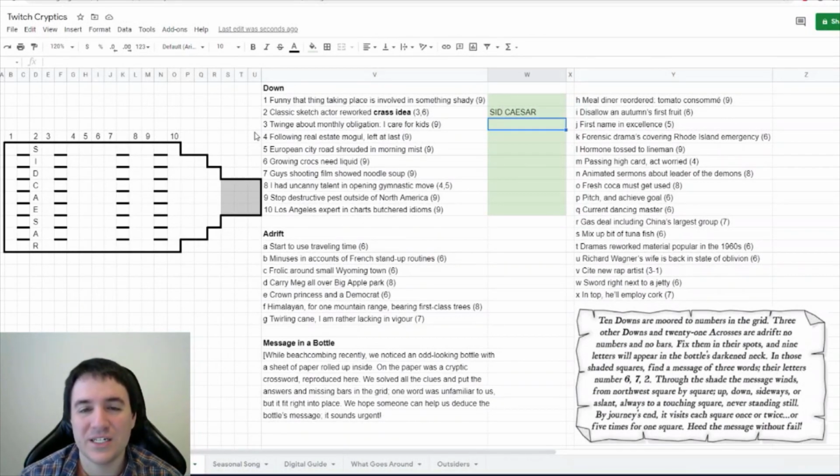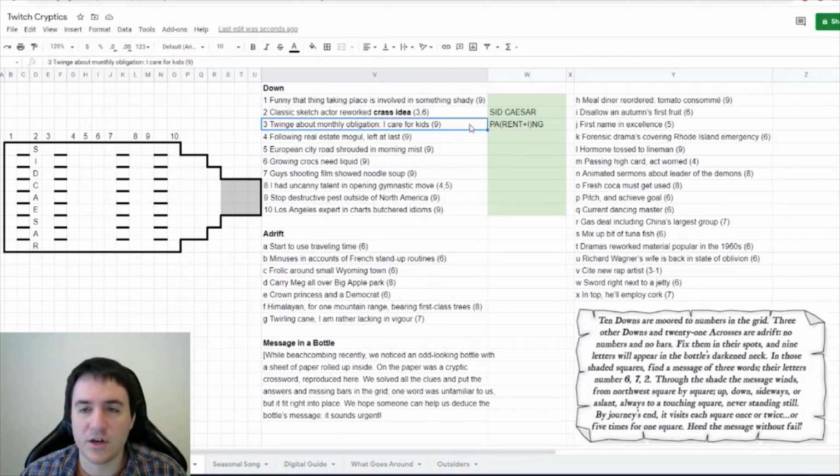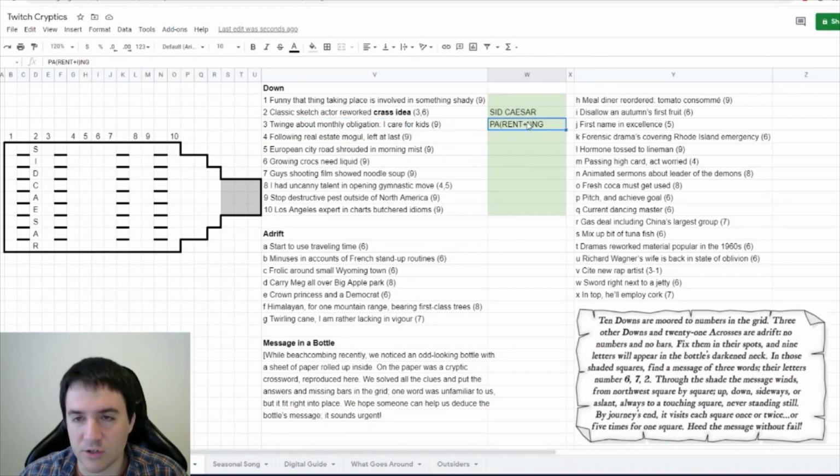3 down. Twinge about monthly obligation. I care for kids. Yeah, Citizen Raw, that's a good point, monthly obligation could be rent. Oh, parenting? Could that be it? Yeah, okay, care for kids is the definition. Twinge is pang. Monthly obligation is rent, and then I is also part of the wordplay. That's also inside of pang.